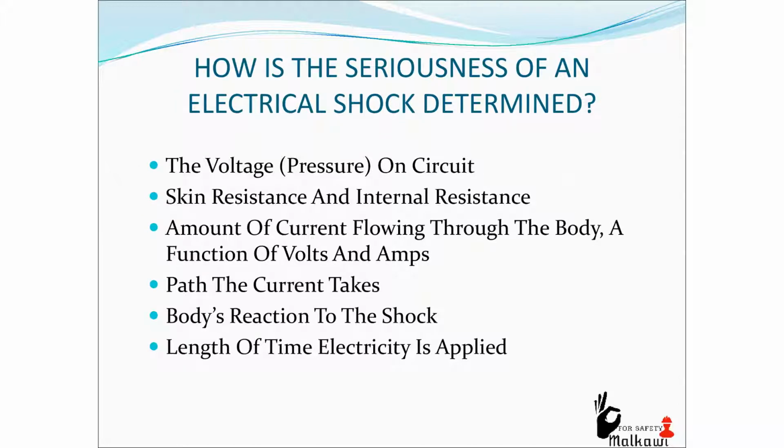How is the seriousness of an electrical shock determined? The voltage, or pressure, on the circuit, skin resistance and internal resistance. The amount of current flowing through the body, a function of volts and amps. The path the current takes. The body's reaction to the shock. The length of time electricity is applied.